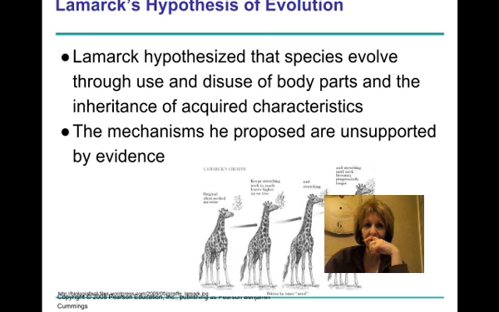There was a scientist named Lamarck that was the first one to really talk about species changing over time, but his idea is that species evolved through the use and disuse of their body parts. So he would have said that giraffes have long necks because they stretch their necks to get leaves, and we know that is not supported by the evidence.